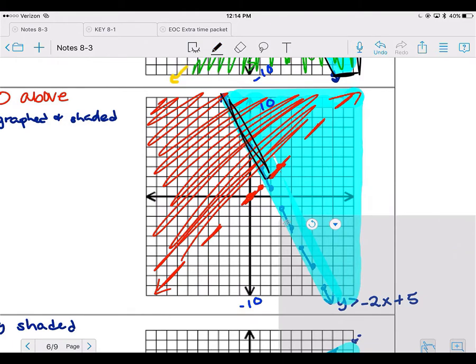For my solution set, the red and the blue cross up at the top triangle. So that would be my solution area. Again, there's parts that are just red and parts that are just blue, but my solution for both is where the shading overlaps.